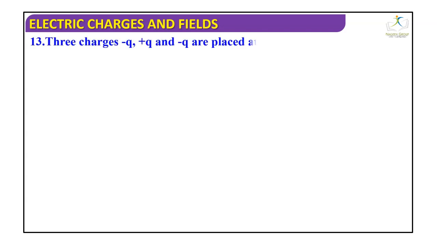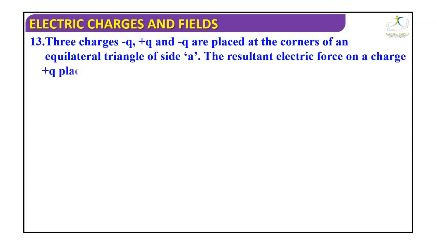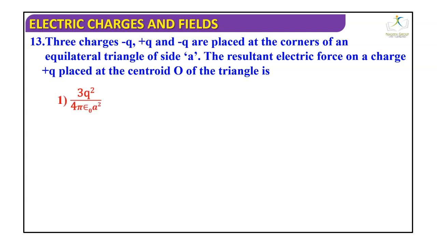Moving ahead with the next question: 3 charges minus q, plus q and minus q are placed at the corners of an equilateral triangle of side a. The resultant electric force on a charge q placed at the centroid O of the triangle is. We have these options. Try to solve this problem.